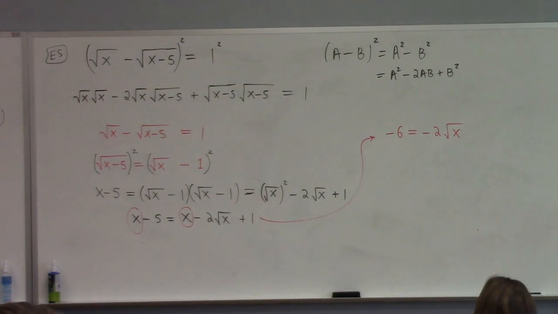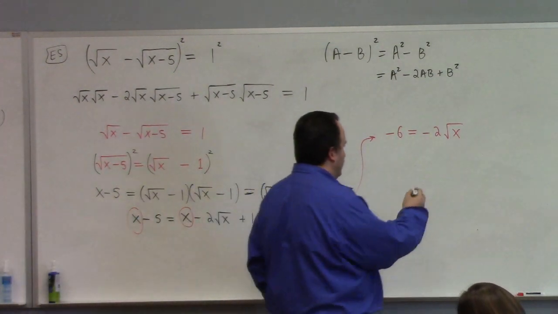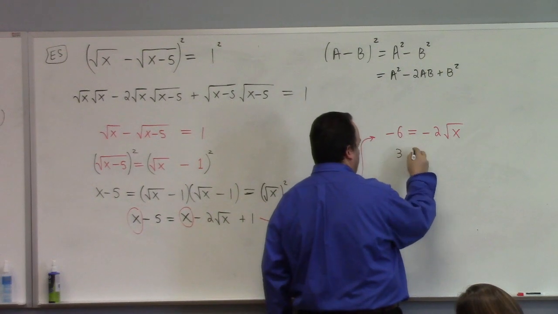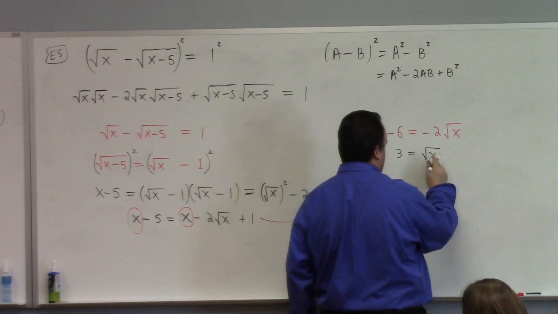So the game plan here at each step is to isolate the radical. How can I isolate the radical now? Divide by negative 2. I like that. So that will give me 3 equals the square root of x.